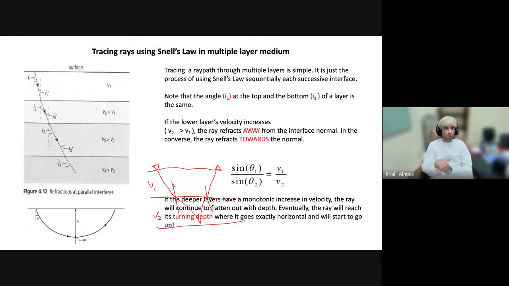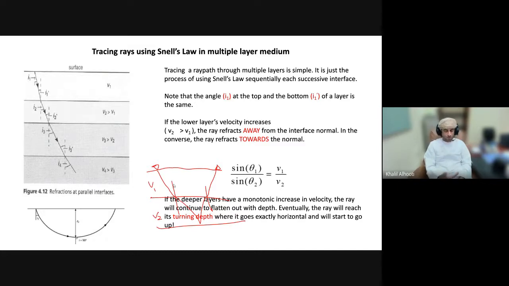Using Snell's law, they model where the rays travel and how much time they take in the interior of the Earth. And they compare their results with the models or the guesses they make of the Earth. So they start with simple guesses and keep refining the final model until the observations match reality.